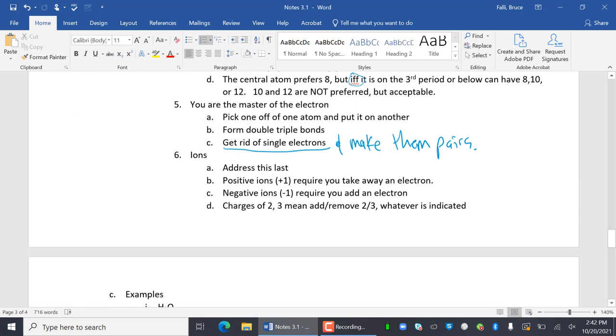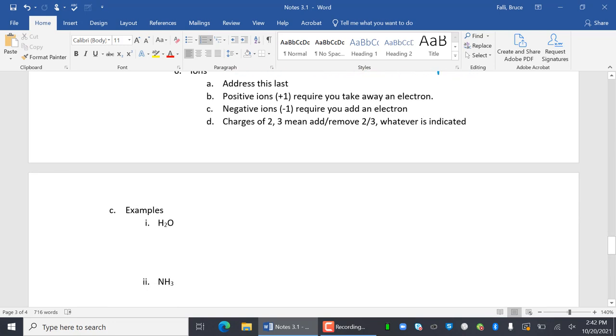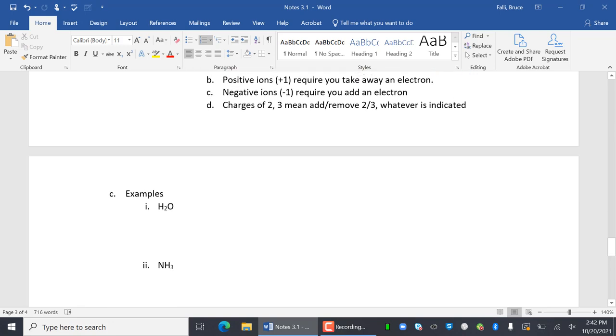Okay, sometimes Lewis dot structures are ions. You're going to address the charge last. So you're going to try and draw it out. And then if it's a positive ion, you get to take away or kill any one electron you want. If it's a negative ion, negative one, you can add one electron wherever you want. So if it's like plus two or plus three, that means you add or remove two or three or whatever charge.